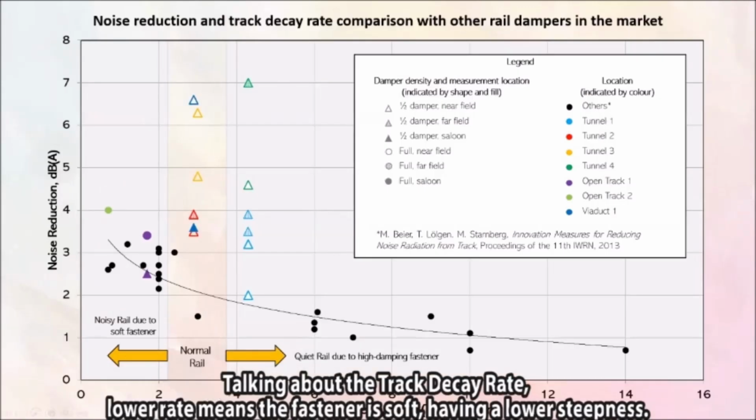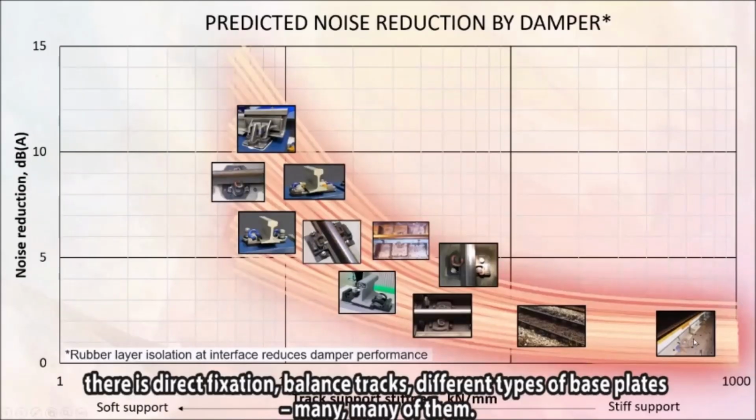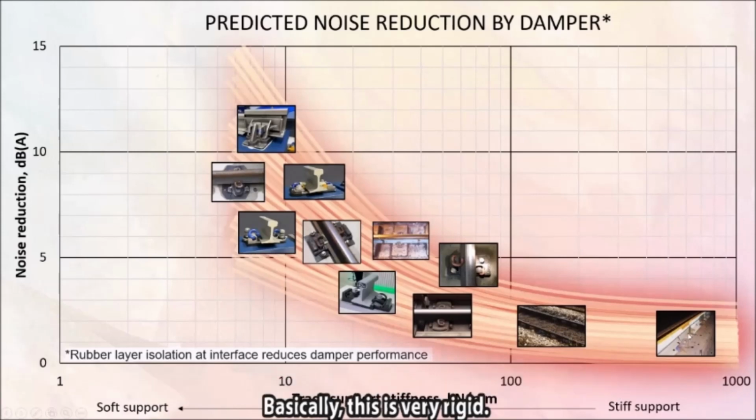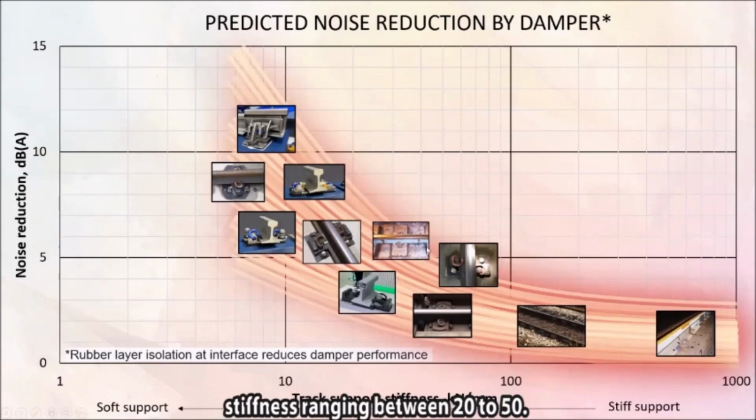Okay, talking about the track decay rate. Lower track decay rate means that the fastener is soft and has lower stiffness. There are different types of fastener. There are direct fixations, ballast track, different types of base plate, many different types of base plate. Basically, this is very rigid. This is relatively soft. Normally, the railway would be designed in this range, 20 to 50, the stiffness.